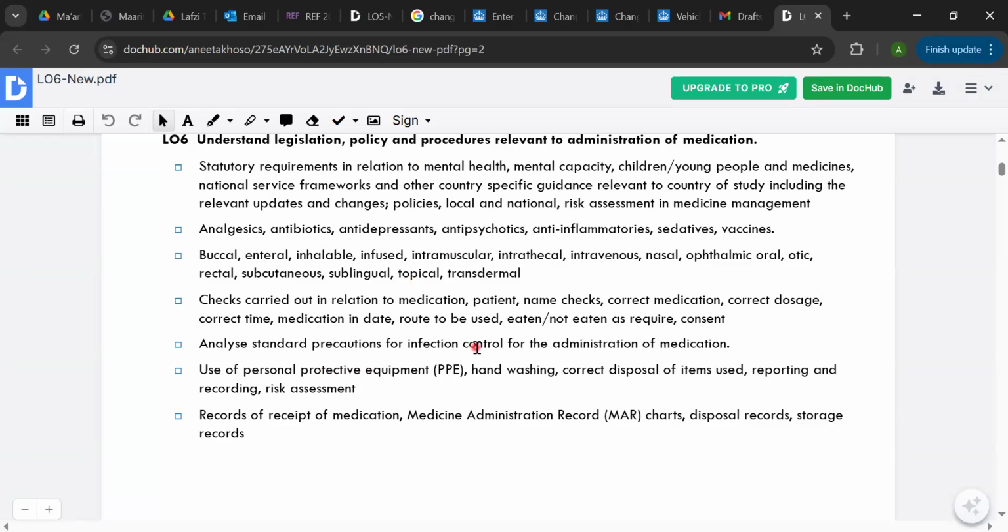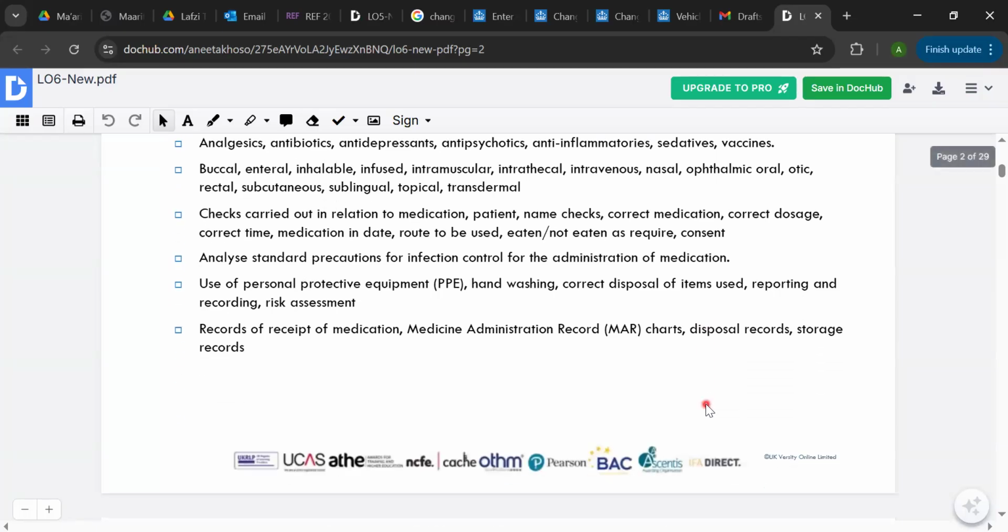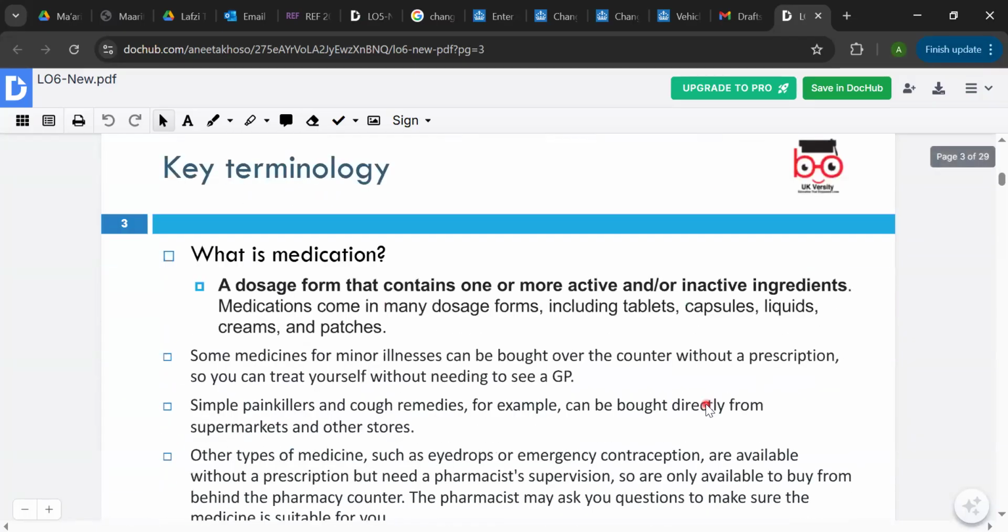Checks carried out in relation to medication, patient name checks, as I said, read their records properly, analyze standard precautions for infection control for the administration of medication, use PPEs, hand washing, correct disposal of items used, reporting and recording, and risk assessment, records of receipt of medication, medicine administration record charts. We'll talk all about these, just to inform you.